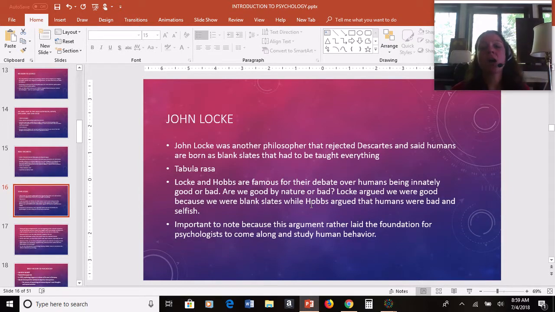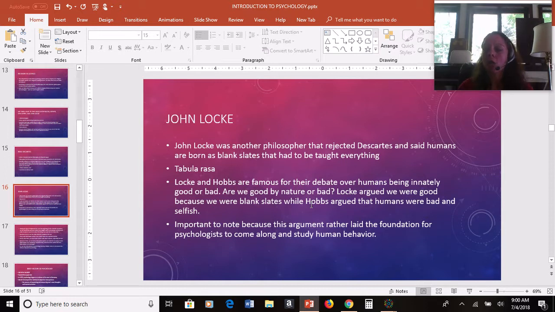And then next we have John Locke, another early philosopher, and he is really important because he is one of the main guys who started this nature versus nurture debate. He started it in response to Descartes, but really it's the work between him and Thomas Hobbes that shows each side of the debate. So Locke believed that we were born tabula rasa, as he called it, which pretty much means a blank slate.